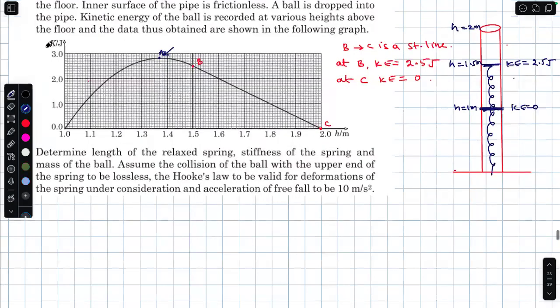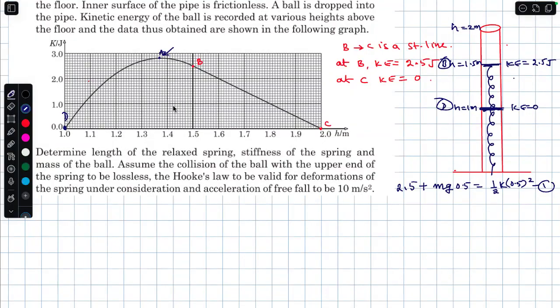When you are comparing at these two positions, position B where kinetic energy is there, and position D where there is no kinetic energy, let this be D, let this be position B. So here KE is there, here there is no KE. 2.5 joules plus potential energy mg into 0.5 meter is equal to the entire energy stored, half K into 0.5 square. Equation 1. How many unknowns are there? M and K are unknowns here. You require one more equation.